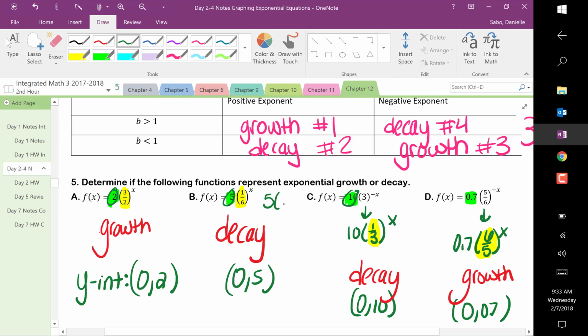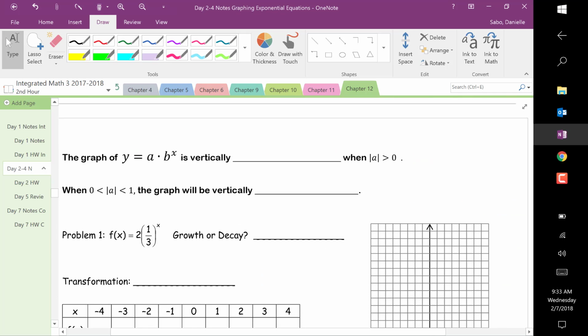1/6 to the 0 power. Anything to the 0 power is what? 1. And that's why 5 times 1 gets me 5, because when you plug in 0 for x, you're finding your y-intercept. All right, flip the page.